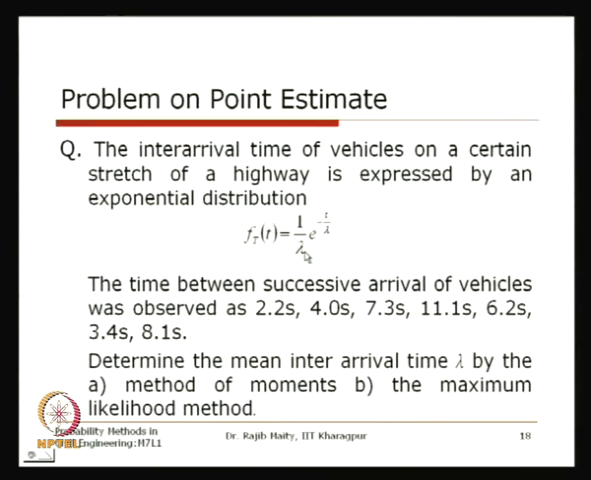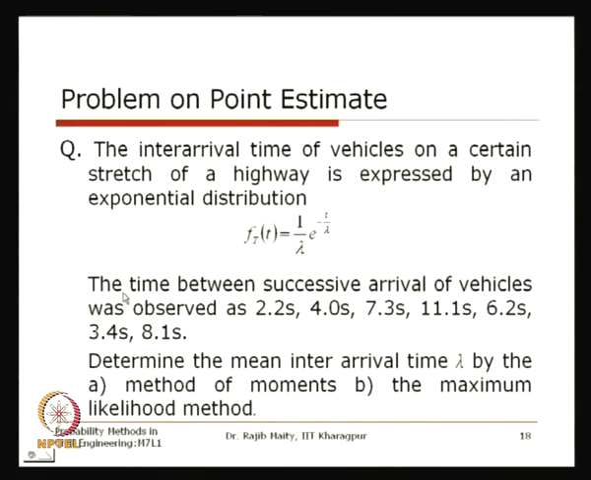So if we use the other form also, that is lambda e power minus lambda t, then we can get the same result, which we will see now. And obviously here t is greater than or equal to 0.